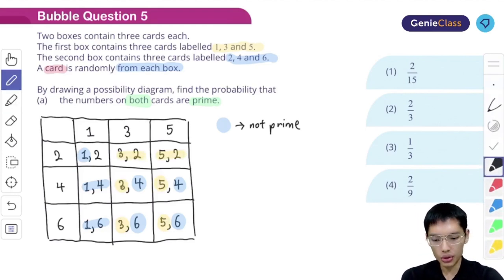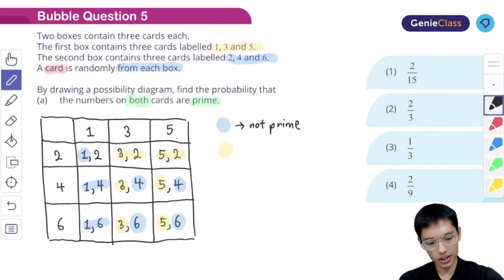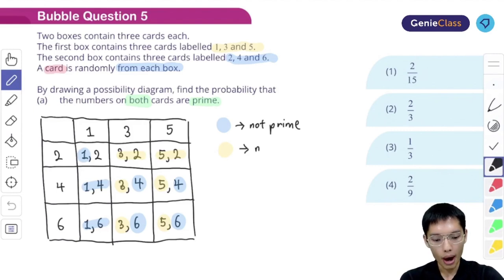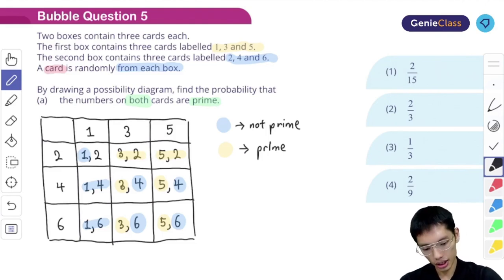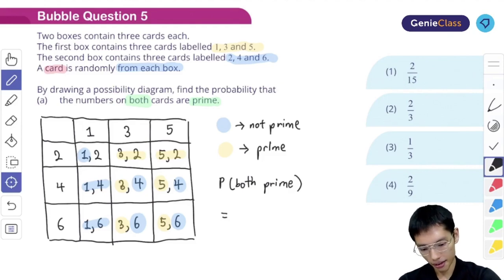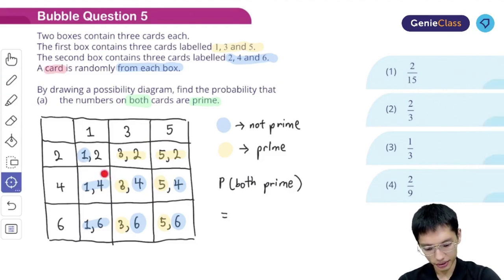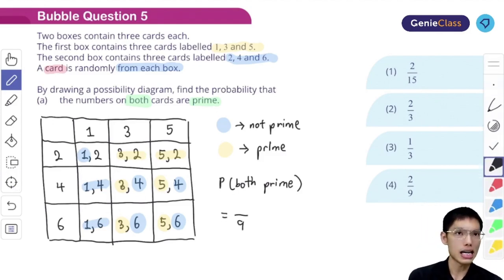So essentially, once you get to this step over here, it is essentially just taking note of how many, where both in this case are highlighted yellow. So once we know highlight yellow already, probability that both is prime is going to be, how many options do I have? I have 9. Okay, 9 options.